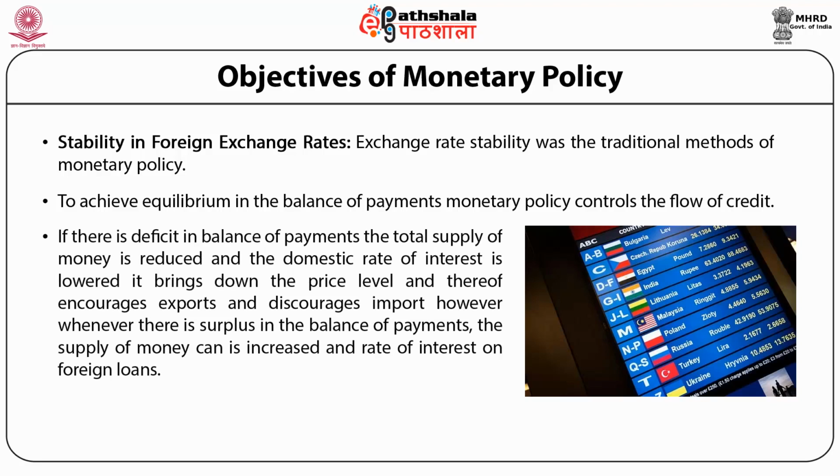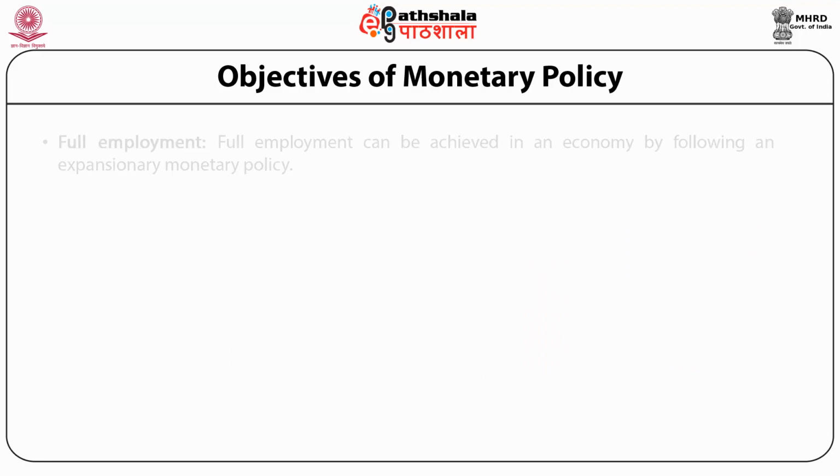If there is a deficit in balance of payments, the total supply of money is reduced and the domestic rate of interest is raised. It brings down the price level and thereby encourages exports and discourages imports. However, whenever there is surplus in the balance of payments, the supply of money can be increased and the rate of interest on foreign loans lowered.